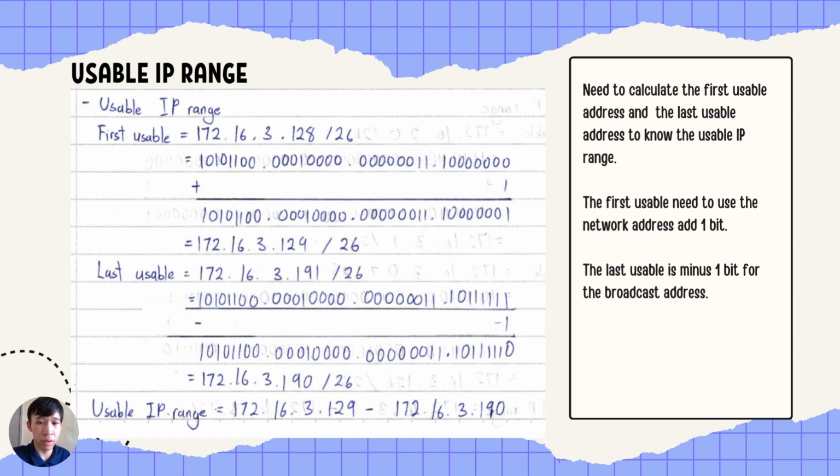And for the usable IP address for this subnet, we calculate the first usable first. Using the network address plus 1 bit, we convert it into binary first and add 1 bit, and we will get the answer. For the last usable, we use the broadcast address and subtract 1 bit. So the final answer for the usable IP addresses for subnet D will be 172.16.3.129 until 172.16.3.190.